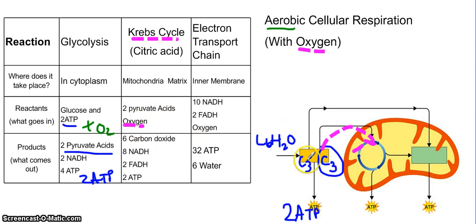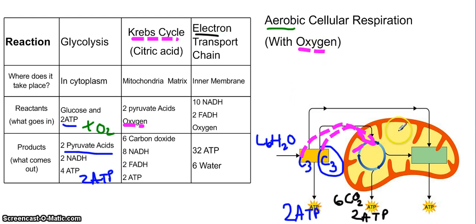Outcomes from each reaction: we go through the reaction twice, one through each pyruvic acid. We will get a total of 6 carbon dioxide molecules, but most importantly, we want to get out energy. We're getting out 2 ATP. Now, these ATP are nothing compared to our third reaction, the electron transport chain.